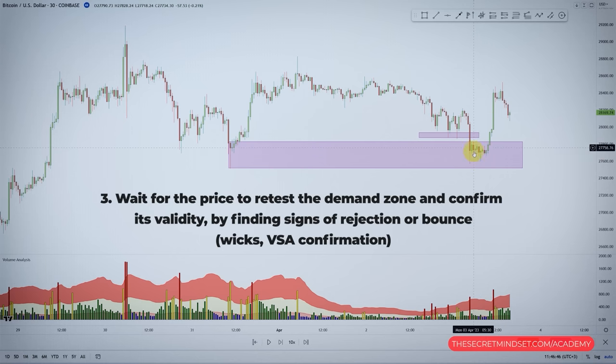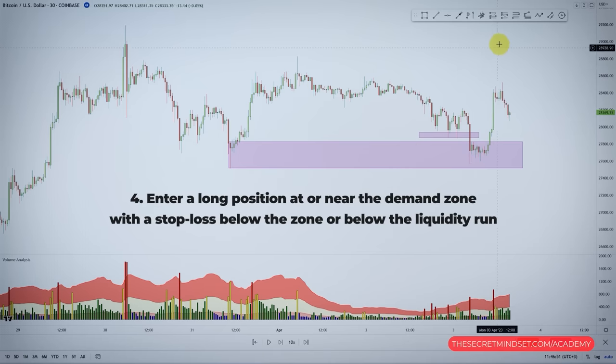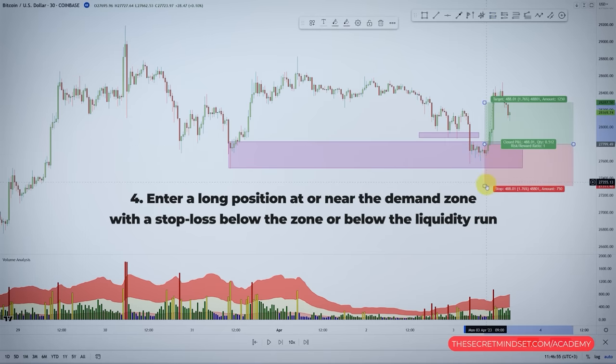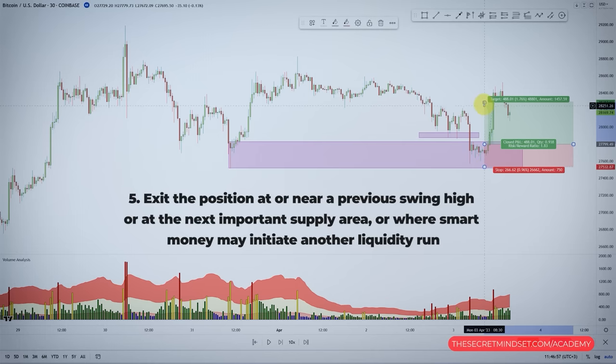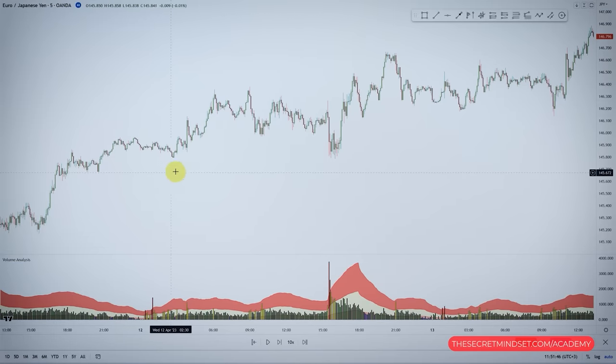Here you can check the volume to confirm the rejection. Enter a long position at or near the demand zone with a stop loss below the zone, and exit the position at or near a previous swing high or at the next important supply area or where smart money may initiate another liquidity run. Here's EURUSD.